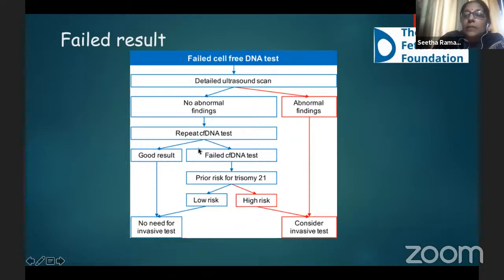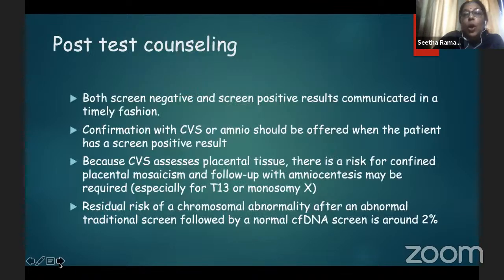So the Fetal Medicine Foundation has come up with what we should ideally be doing with a failed cell-free fetal DNA. If there are abnormal findings, of course, we do a detailed ultrasound, and if there are abnormal findings, you have to consider an invasive test. But if there are no abnormal findings, you could repeat the cell-free DNA, and if it's normal, you don't need to really worry about it. But if it has failed again, you go back to look at the prior risk for trisomy and decide accordingly as to what you would do.